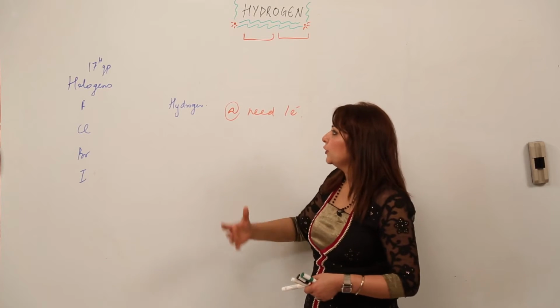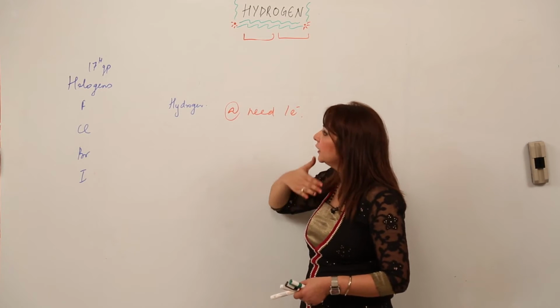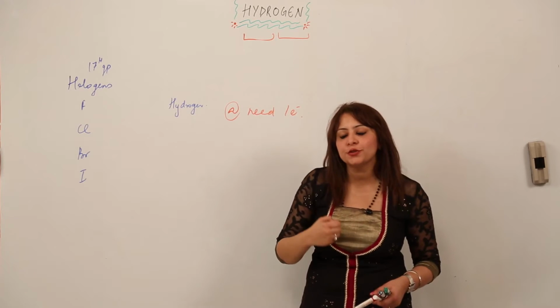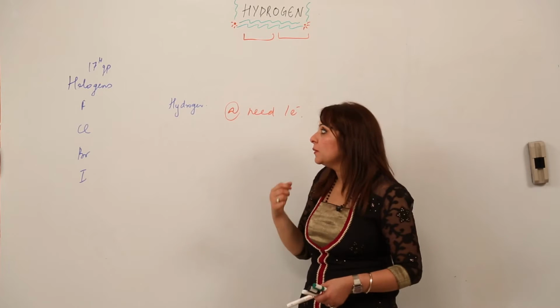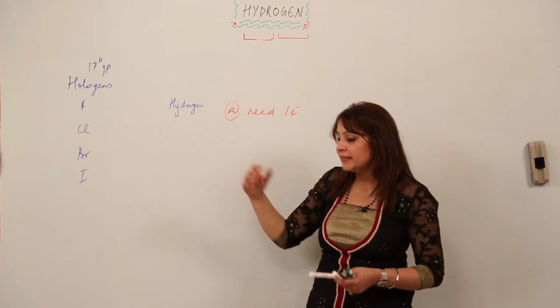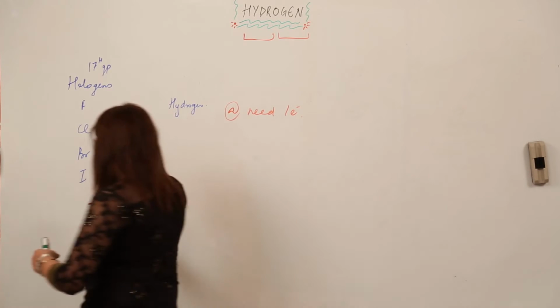So as I told you, the first similarity is that the halogens also need one electron to complete their octet, or you can say to attain stability. Similarly, hydrogen also needs an electron to complete its duplet, right? As I'm showing you with an example, we have fluorine.